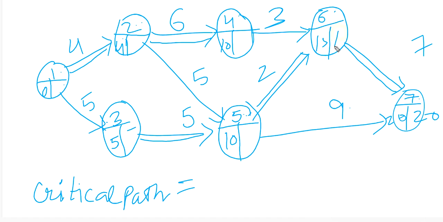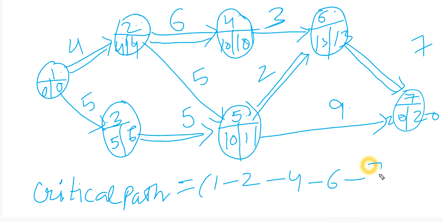20 minus 7 is 13. 13 minus 2 is 11 and 20 minus 9 is 11. 13 minus 3 is 10. 11 minus 5 is 6 and 10 minus 6 is 4. And 11 minus 5 is 6. 4 minus 4 is 0. So here we are. The new critical path is 1 to 2, 2 to 4, 4 to 6 and 6 to 7.